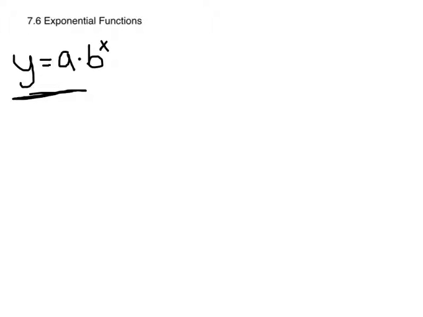But there are some qualifiers here you need to think about as well. A can't equal 0, and the reason is if a equaled 0, what would happen to b to the x when we multiplied it? It would go away and we would just end up with y equals 0, which is not exponential. The exponent would be gone.